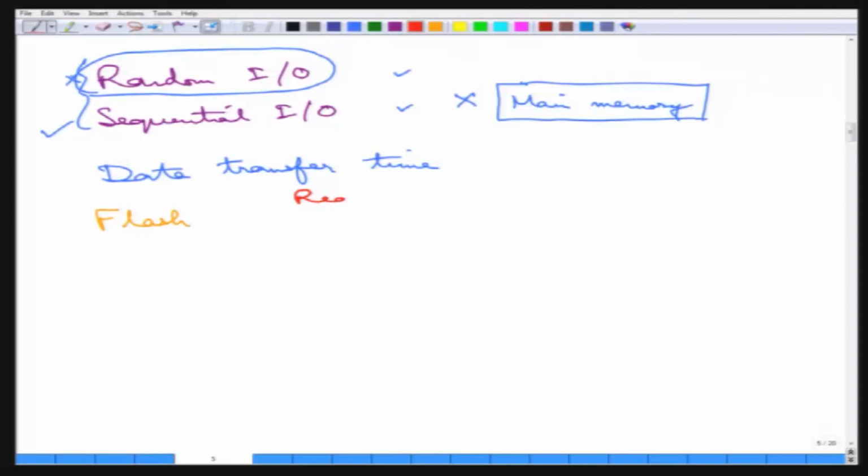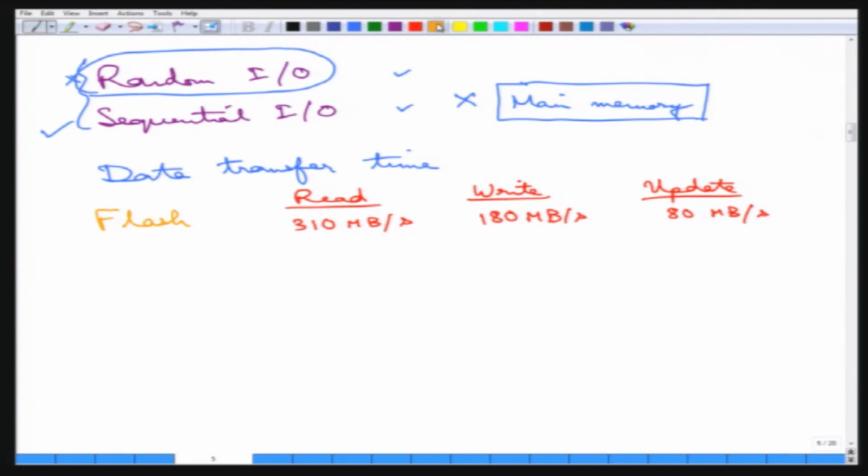For a flash drive, the read throughput can be around 300 megabytes per second. These are typical numbers; different flash drives will do differently. The typical write speed is 180 megabytes per second, and flash drives can update, but update is much slower. It can be only 80 megabytes per second, as opposed to disks.